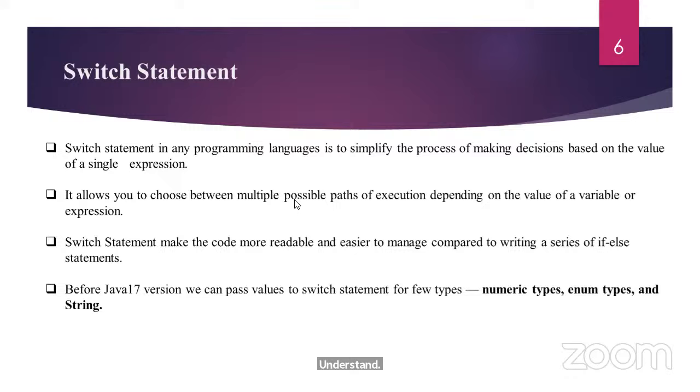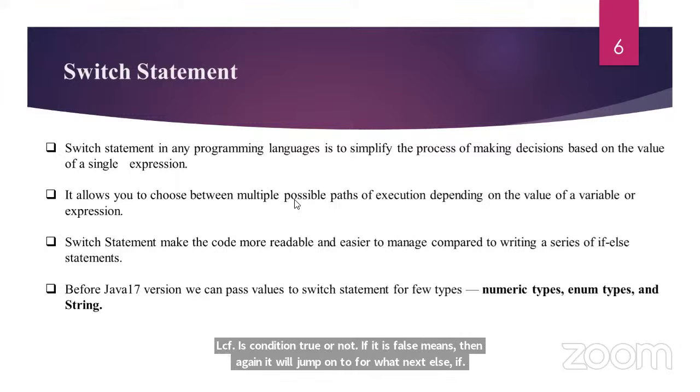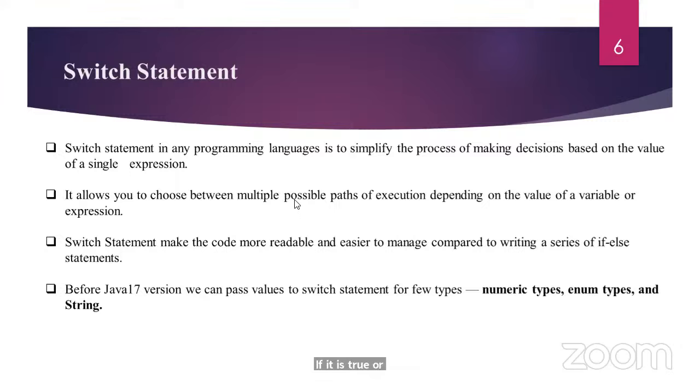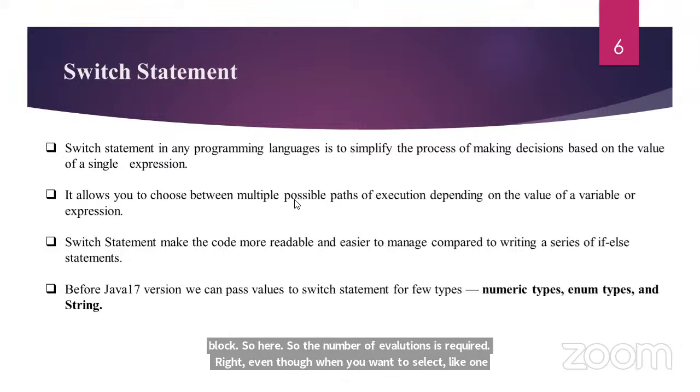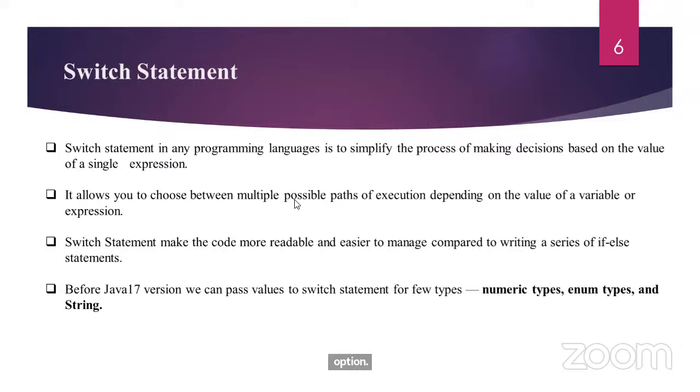When you want to select a particular option among the multiple options, in if else if every condition has to be evaluated. Whether the first if condition is true or not. Otherwise it will get into the else if block. If the else if condition is false, it will jump on to the next else if, otherwise to the else block. So the number of evaluations required is, even when you want to select one option, order of n, right?